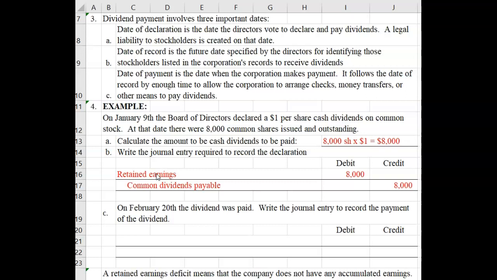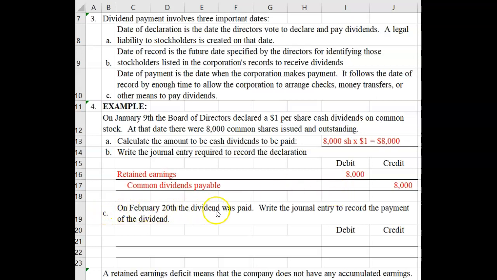The reason is that when we went through the closing process, the balance in dividends was closed to retained earnings. Dividends reduces retained earnings. So we're just skipping the dividend step and going directly to a reduction of retained earnings for the payment of dividends. So debit the retained earnings account when dividends are paid or declared in Chapter 11.